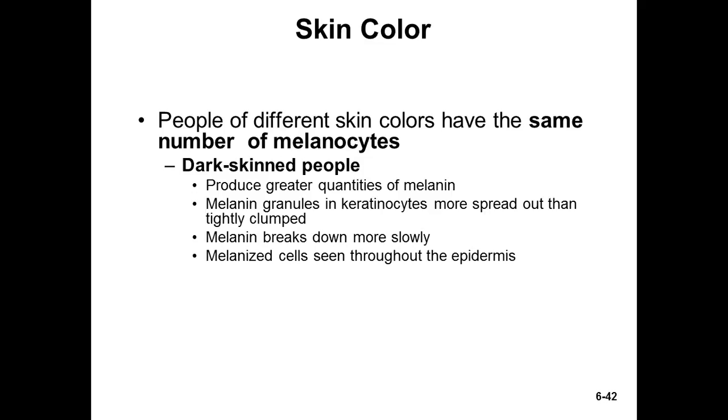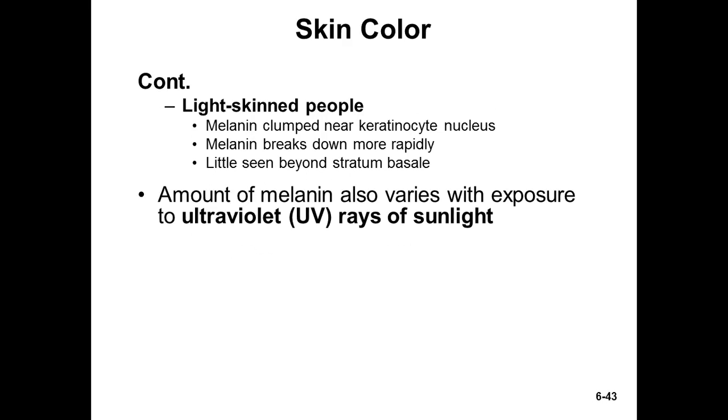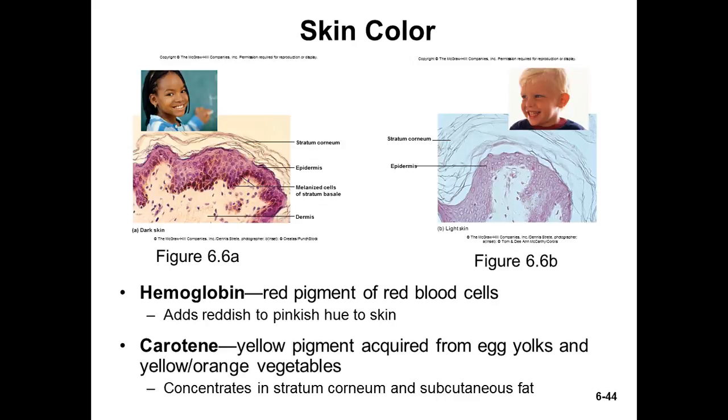So here they're talking about dark-skinned people that I just mentioned. The melanin breaks down a little bit more slowly, and it's seen through the 5 layers of the epidermis, and we produce a lot more melanin as opposed to races that are fair-skinned. Light-skinned people, the melanin breaks down more rapidly, and little is seen beyond what? The stratum basale. Exposure to the rays of sunlight, of course, increases the synthesis of melanin, which causes the skin to become a little bit darker.